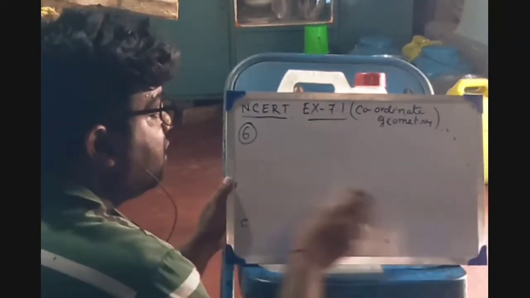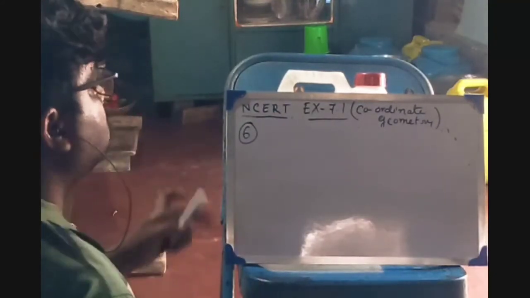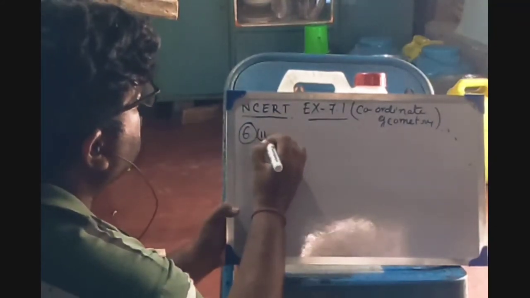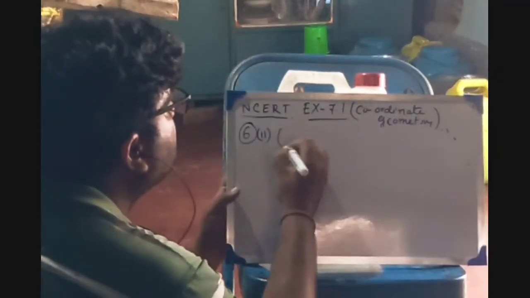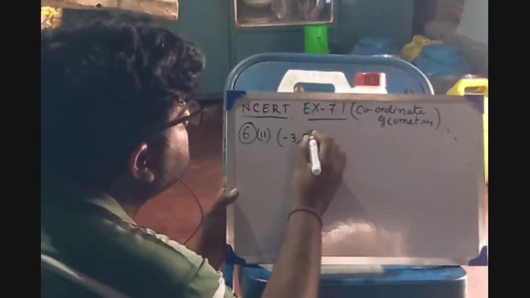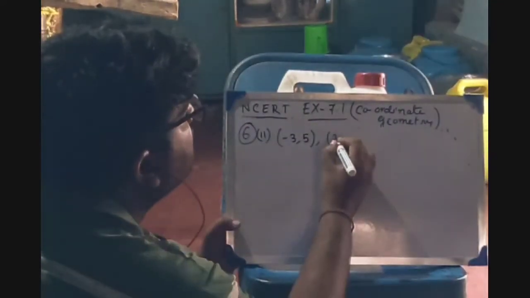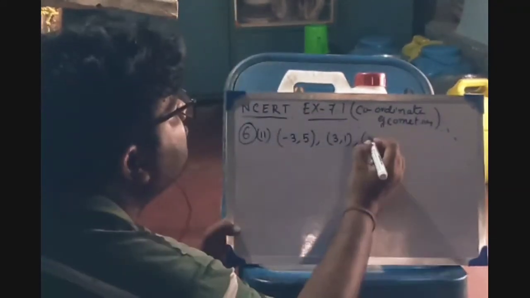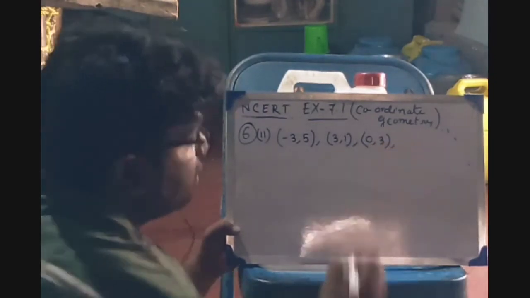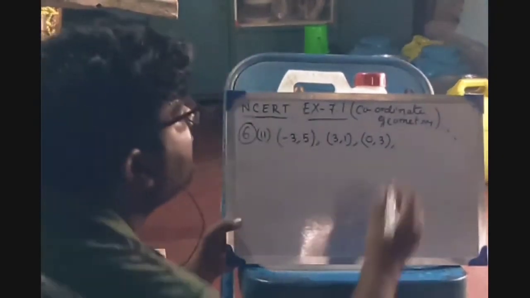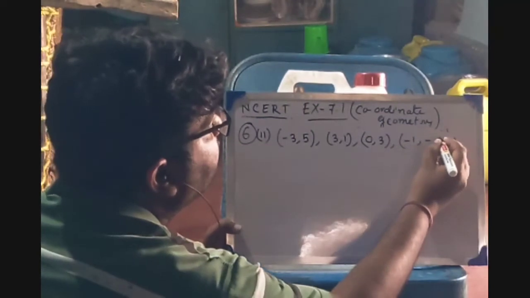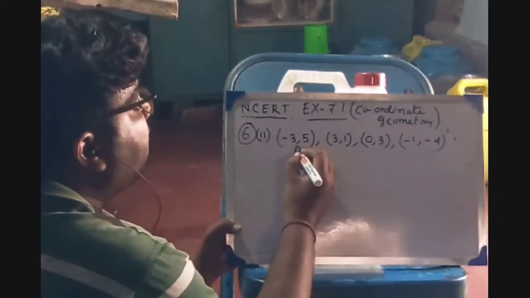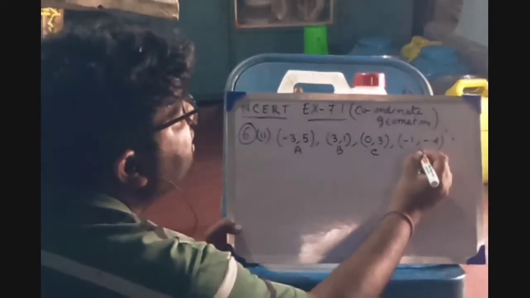What is given in question number 2? It is given that A(-3, 5), next B(3, 1), next C(0, 3), next D(-1, -4). These are my points A, B, C and D.